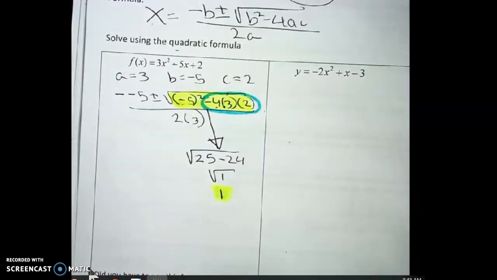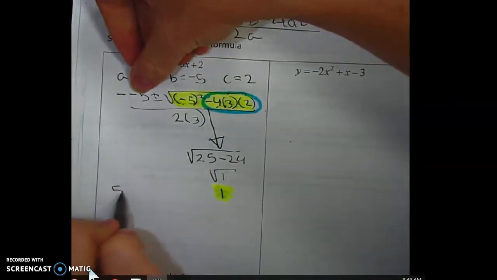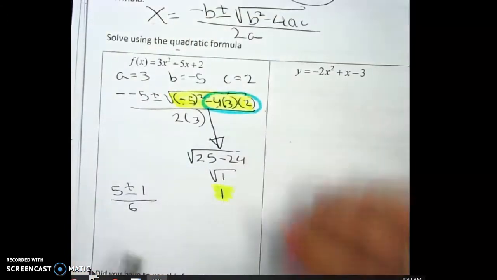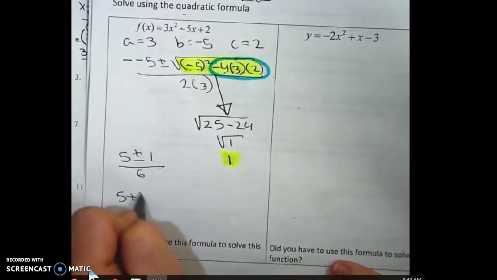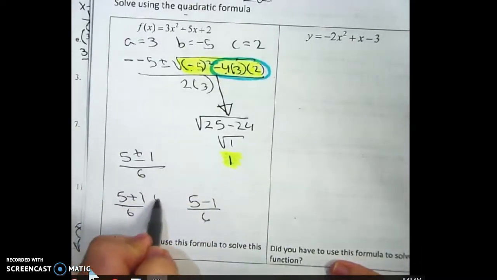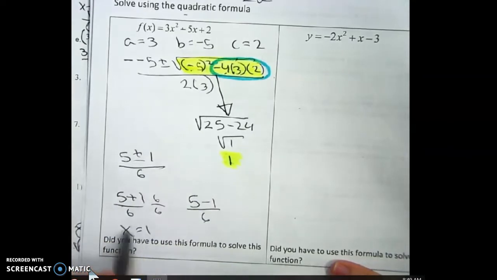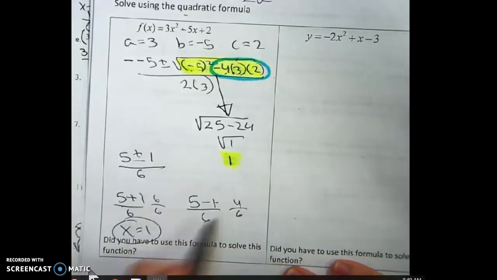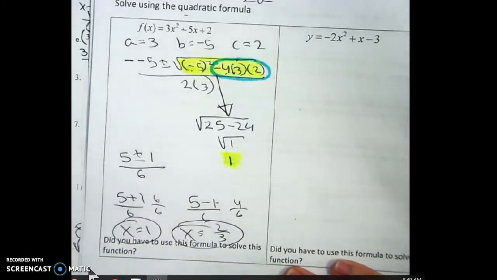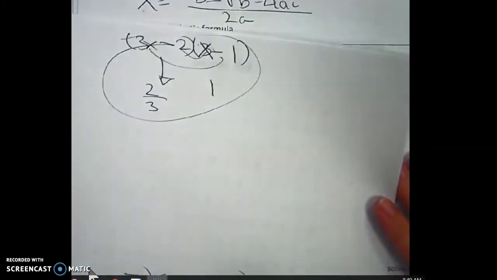Now it's easier for me to rewrite it. Negative of negative 5 is positive 5, plus or minus 1 over 6. I split it. 5 plus 1 over 6, 5 minus 1 over 6. 5 plus 1 is 6, over 6 is 1. 5 minus 1 is 4 over 6 is 2/3. If you'll notice, that's what I got here.